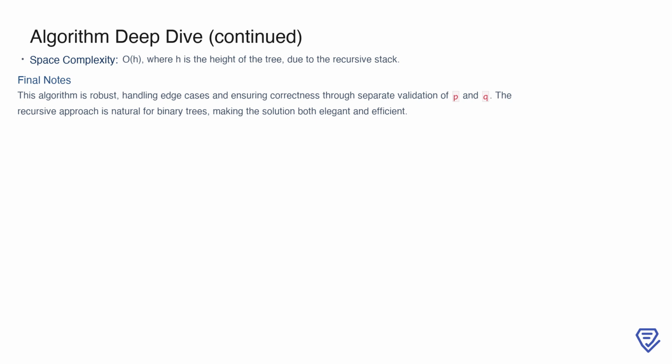Overall, this algorithm is both elegant and robust. By separately validating the existence of P and Q, it ensures correctness, even in edge cases. The recursive approach is intuitive for binary trees, leveraging their structure to simplify the search for the LCA. This combination of correctness, efficiency, and simplicity makes the solution an excellent choice for this problem.